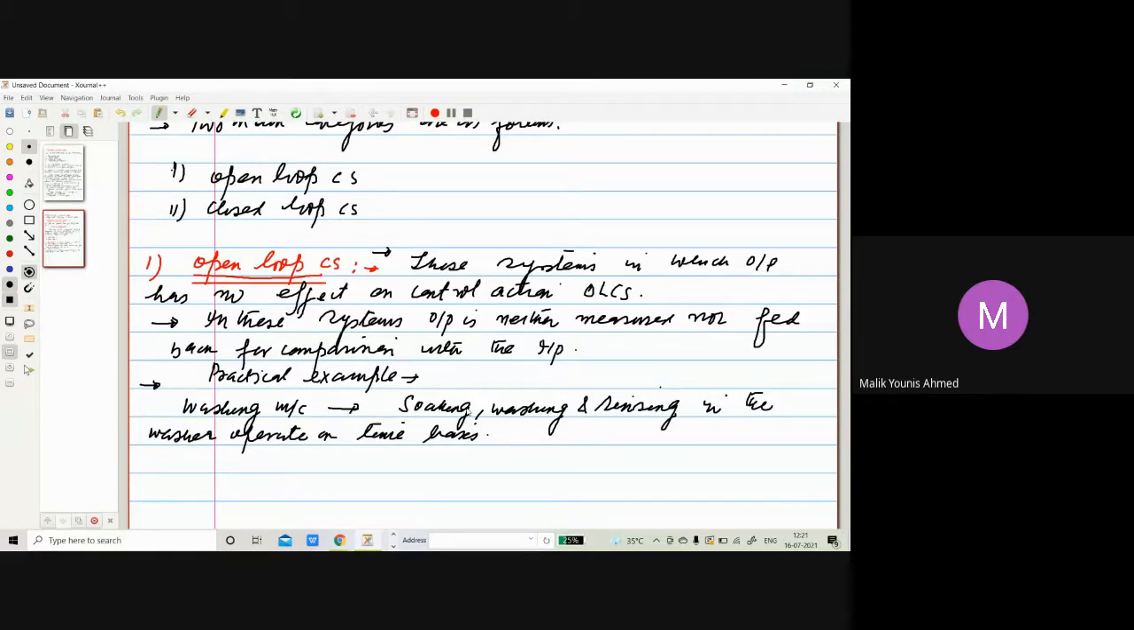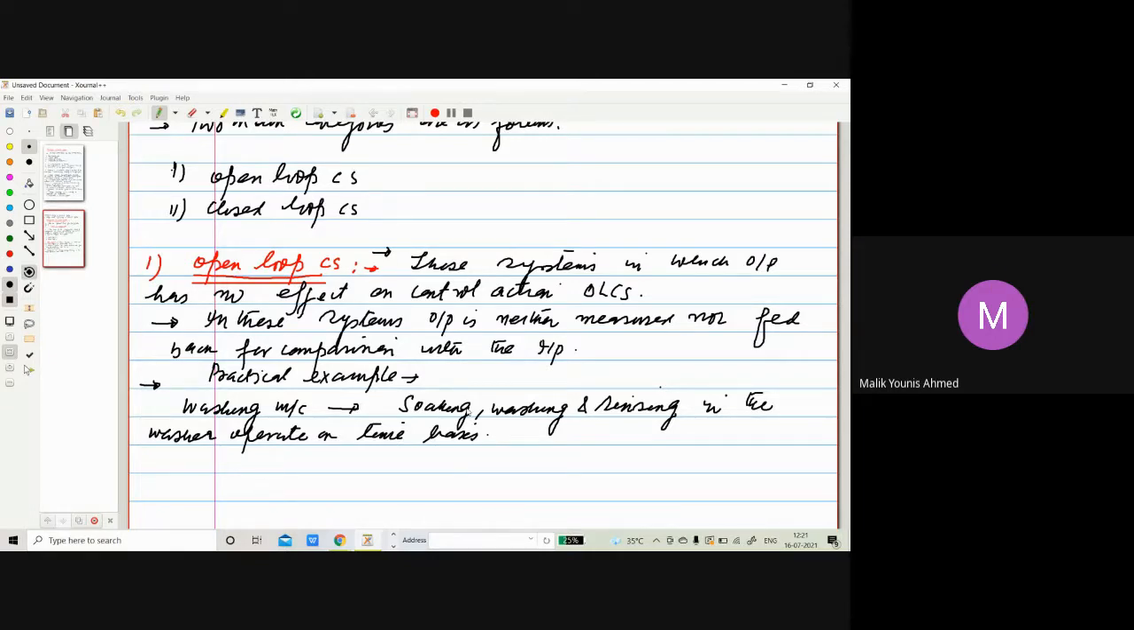That means I have put the washer for so much time. But what you are doing here is operating the machine on a time basis, that means 5 minutes, 10 minutes, 2 minutes, 6 minutes. You are not laying emphasis on the quality. The machine does not measure the output signal. What is the output signal here? The output signal is the cleanliness of the clothes. So very clearly, this system will be treated as an open loop control system.